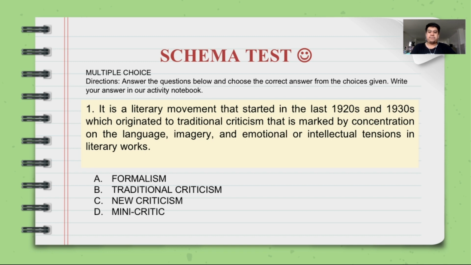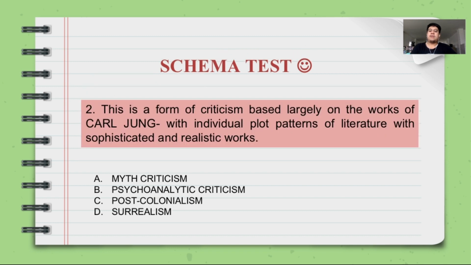Number 2. This is a form of criticism based largely on the works of Carl Jung, with individual plot patterns of literature with sophisticated and realistic works. A. Myth criticism, B. Psychoanalytic criticism, C. Post-colonialism, and D. Surrealism.